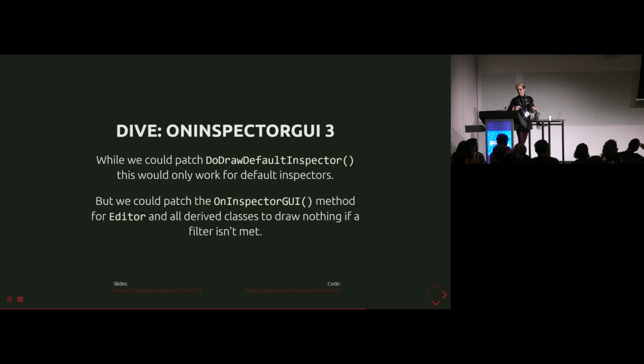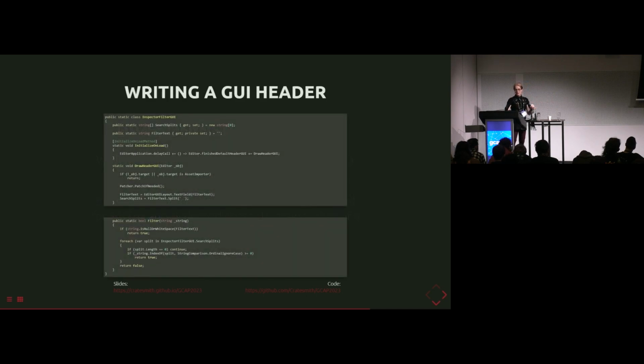So that gives us two things to go on. First of all, we can kill the whole component by nuking this thing at one of two layers. We could patch DrawDefaultInspector, the actual implementation of the default inspector, to nuke what it's drawing if it doesn't match the filter. But that would only work for default inspectors, or the sections of inspectors that we haven't drawn custom. Or we could patch every single OnInspectorGUI method in the code base for all derived classes to just nuke that function if the filter isn't met, which is exactly what we're going to do.